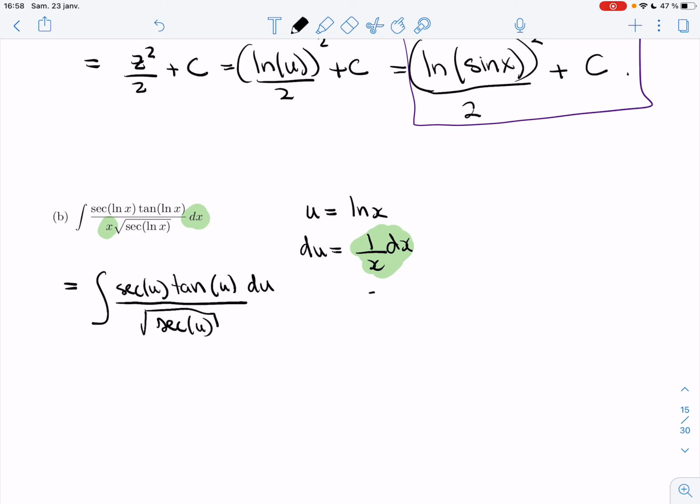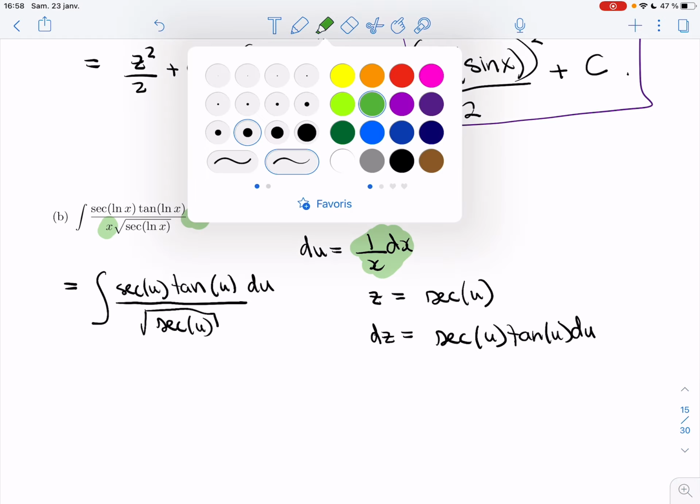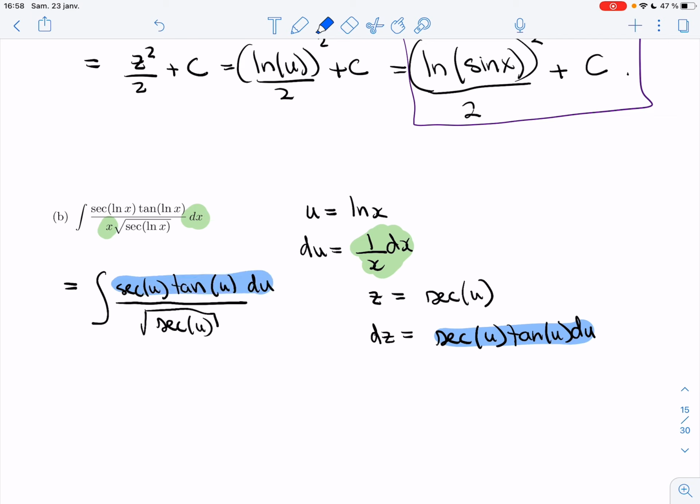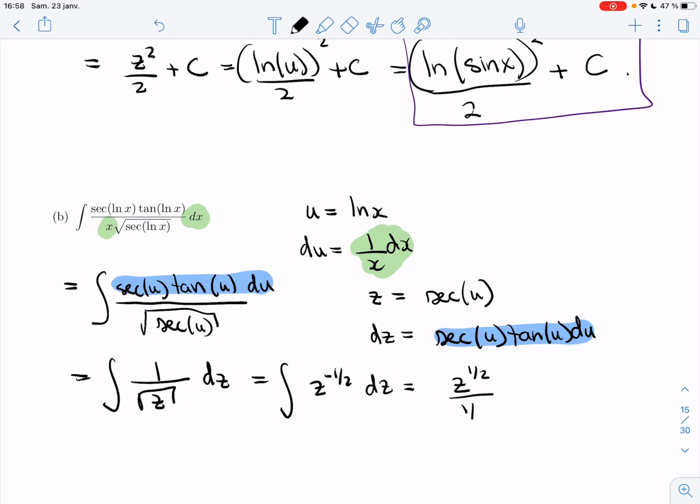So my next step is to do another substitution. It doesn't matter what letter you use for your variable as long as you keep changing every time you do a substitution. So z is secant of u. dz will be the entire numerator in my integral. All right, so this will eat up all of that. So what I'll end up with is 1 over square root of z dz. Super nice. And I'll get z to the 1/2 over 1/2 plus c. And my integral is evaluated.